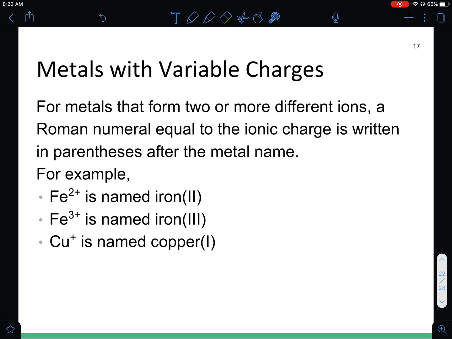All right, and here's some more examples. If we have iron +2, it'd be written iron(II), iron(III), like this, copper, copper(I). And again, this is the charge written in parentheses. Sometimes students get confused and think it's the number of atoms present in the compound. It is not. It is always going to be the charge written in parentheses following a metal.